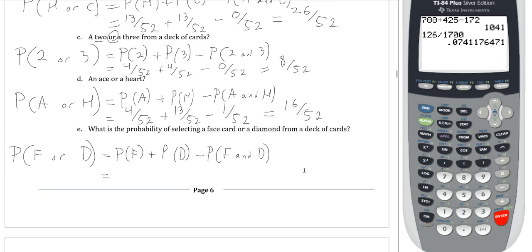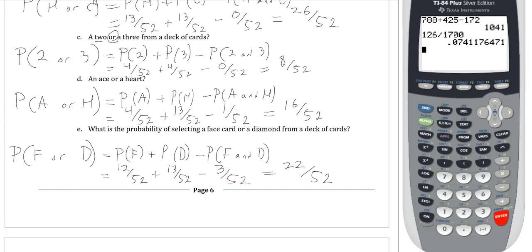Therefore, we have here that for face cards, we have 12 out of 52 face cards, plus 13 out of 52 diamonds, and we notice that there are 3 cards that are both face cards and also diamonds. That gives us an overall probability of 12 plus 13, that's 25, minus 3 gives us an overall 22 out of 52.